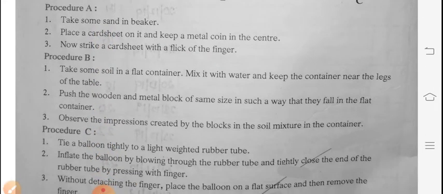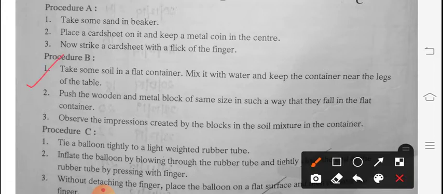Procedure number 2 is: take some soil in a flat container, mix it with water and keep the container near the legs of the table. Push the wooden and metal blocks of the same size in such a way that they fall in the flat container. Observe the impression created by the blocks in the soil mixture in the container.